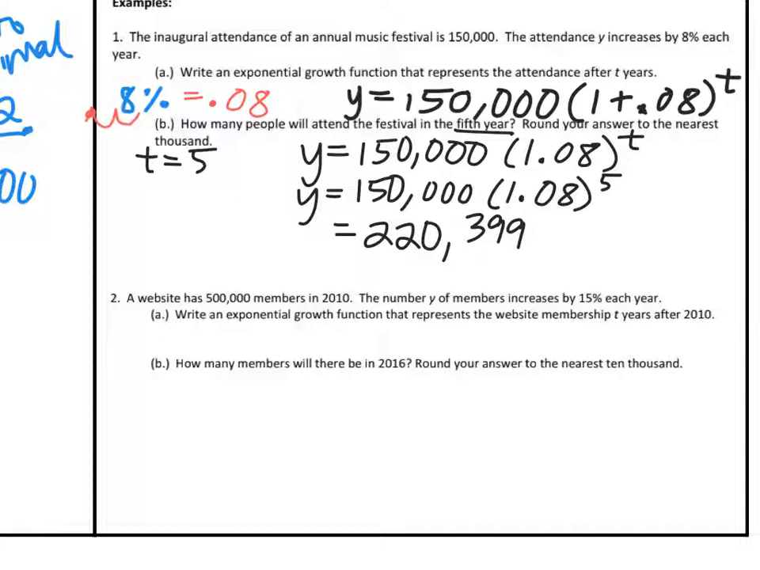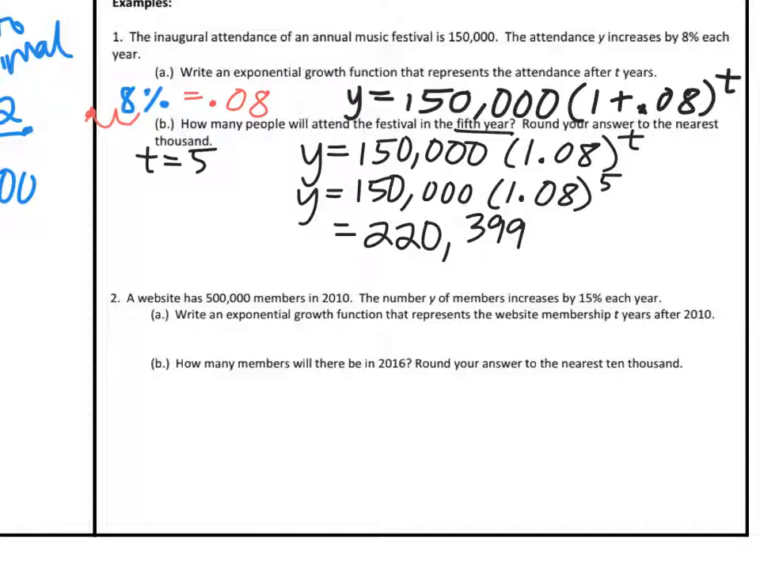220,399 people. If that's what you get in your calculator after you plug this in, then it has been plugged in correctly. Because we're going to round this in a second, I'm not even going to worry about the decimal. So the nearest 1,000: 220,400 people.